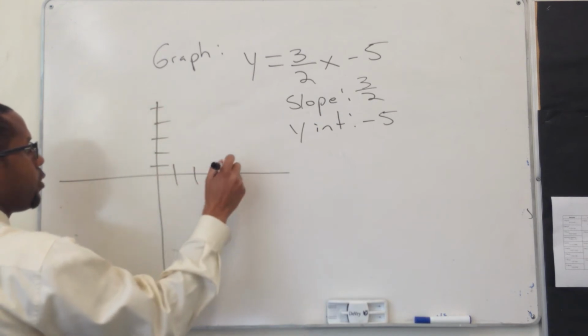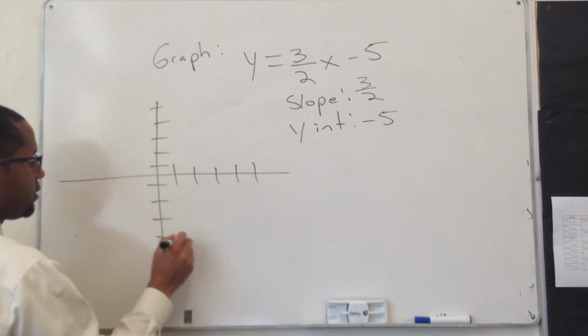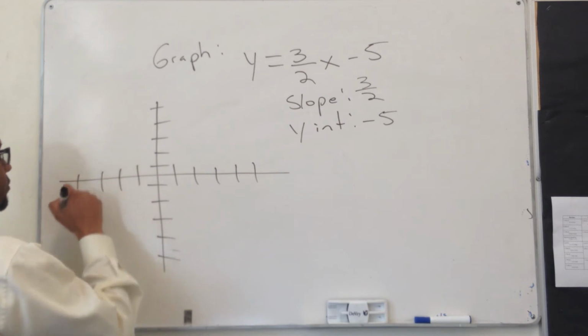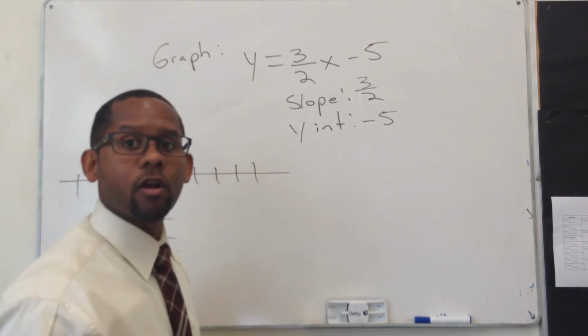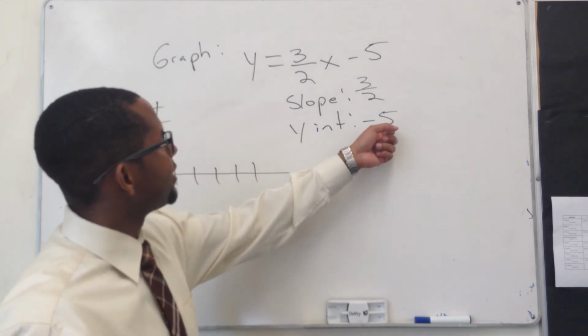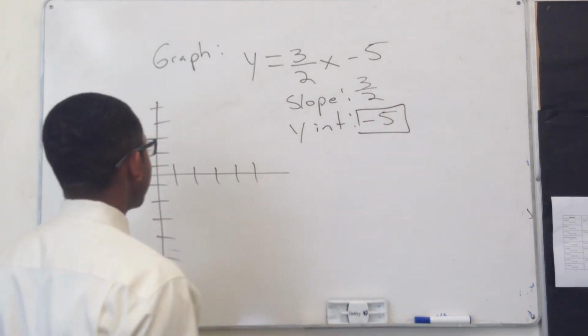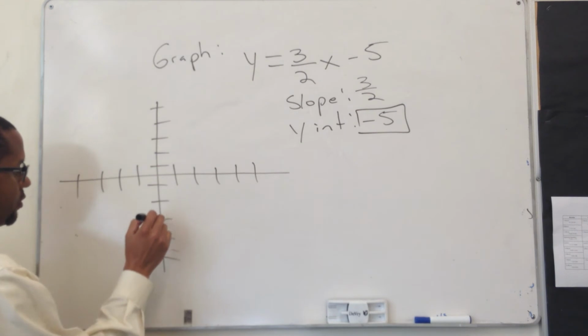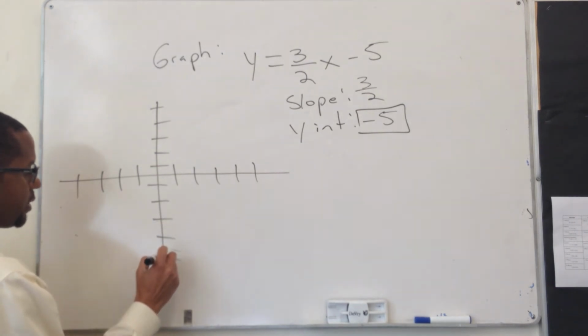So I'm going to label the 4 in each direction. Alright? I start off with my slope. I start off with my y-intercept. So in this case, my y-intercept was -5. So -1, -2, -3, -4, -5. Here's my starting point.